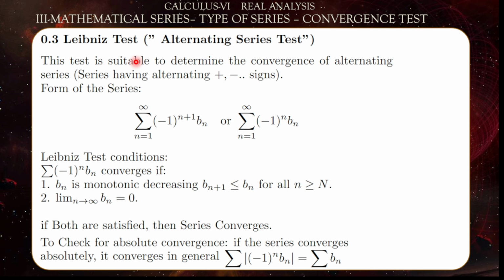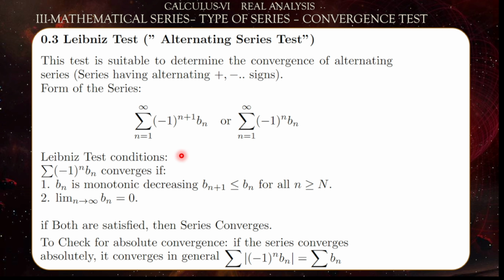3. Leibniz test. And this is for alternating series. Now, we've already seen that before, but let's see it again from a deeper perspective so that we would understand it better. This test is suitable to determine the convergence of alternating series, which are the series that have alternating plus and minus signs. The form of the series would be sigma from n equal 1 to infinity of minus 1 to the power of n plus 1 bn, or sigma n equal 1 to infinity of minus 1 to the power of n times b index n.